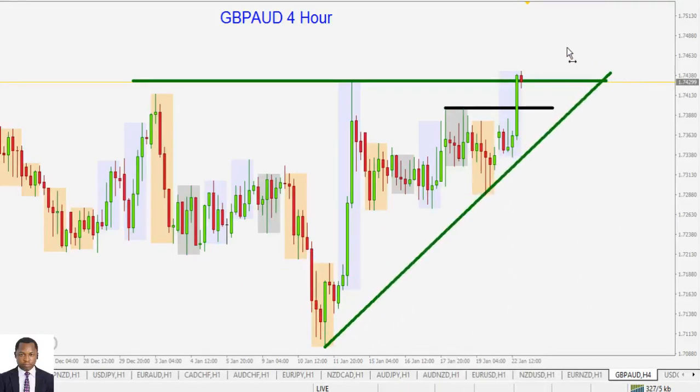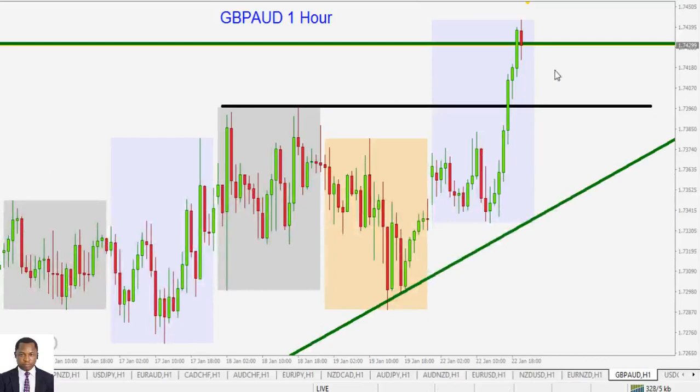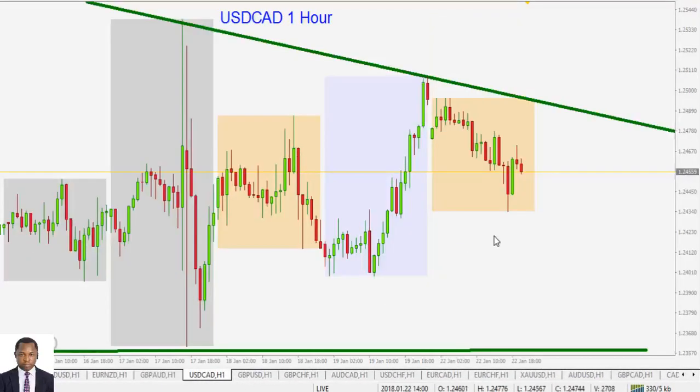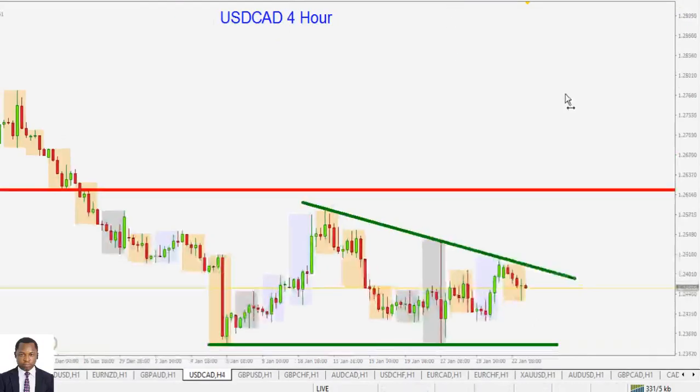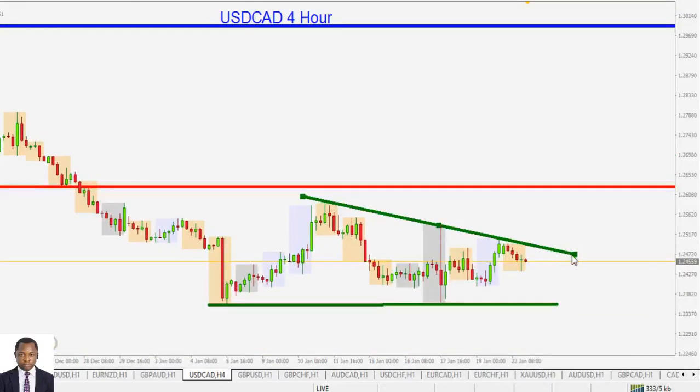Bring this one right here. Nothing yet, nothing to click our buy or sell button. Still being patient with that. The American dollar against the Canadian dollar, still trading within this flat bottom triangle.